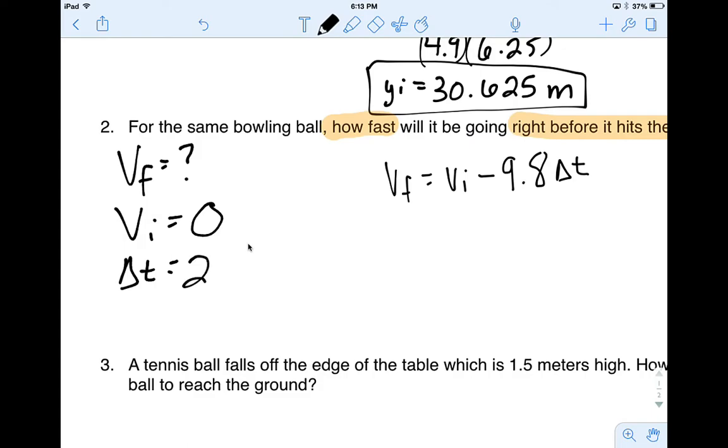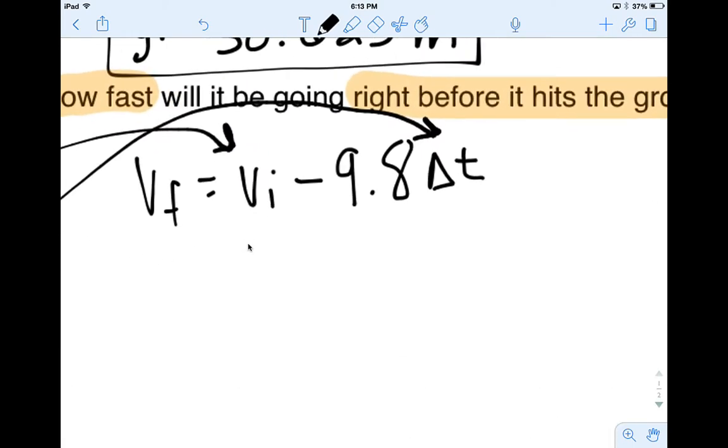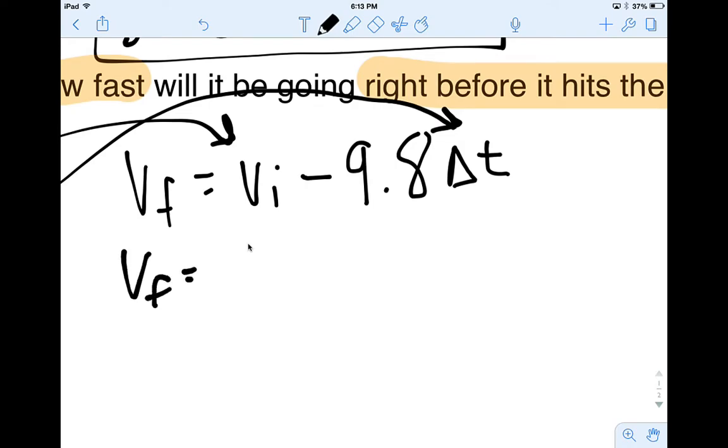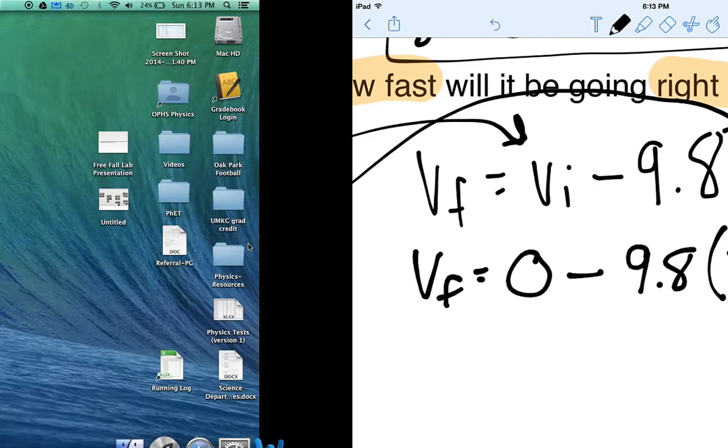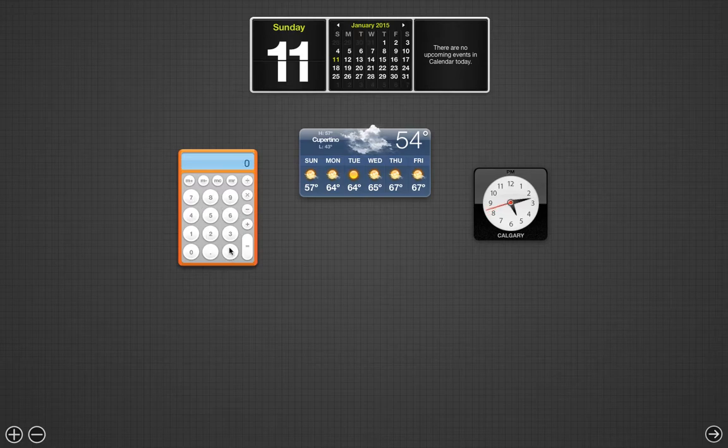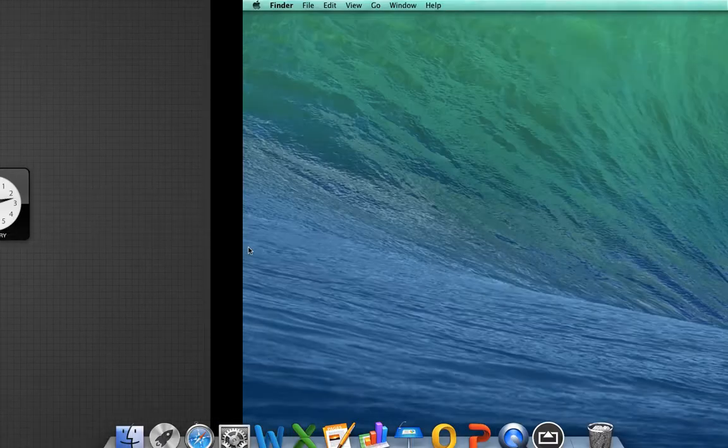So let's put in 2.5. Now all I'm going to do is take VI, plug it in, and I'm going to end up with VF equals 0, not VI, but 0, minus 9.8 times, and we said we're plugging in 2.5. Okay, so now I'm just doing the calculator again. Negative 9.8 times 2.5 equals negative 24.5.